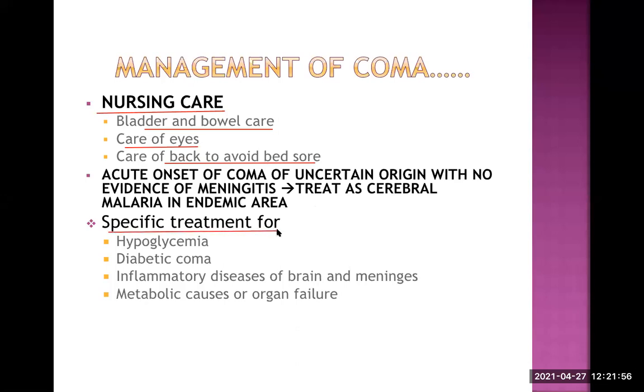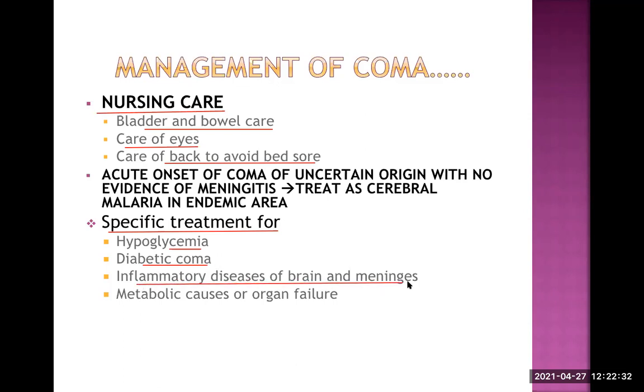Specific treatment is done for hypoglycemia. You give glucose, IV glucose. Diabetic coma, okay, you give insulin there. If it is a case of DKA, insulin is the treatment of diabetic ketoacidosis along with IV fluids. You already know that. But there are certain other causes of coma in case of diabetes also, like hypoglycemia. Confirm it first and then give glucose again. Okay, that will take care of coma in hypoglycemia.